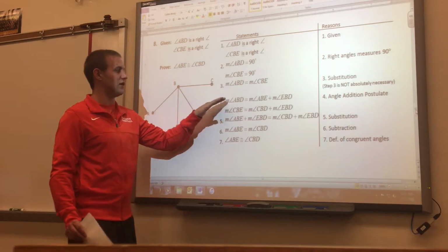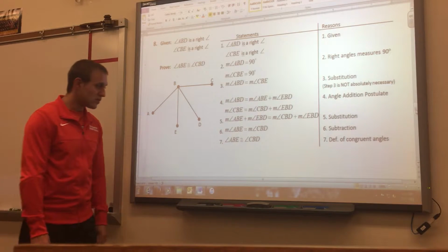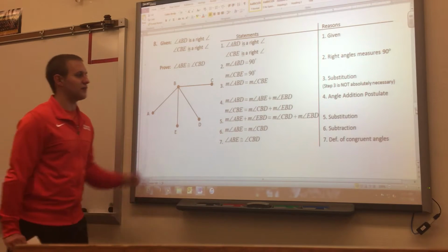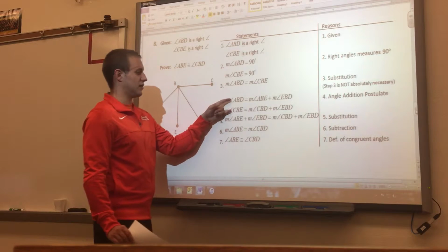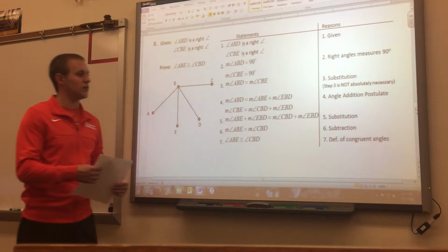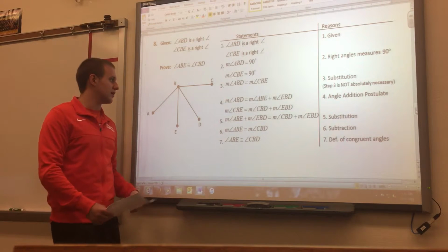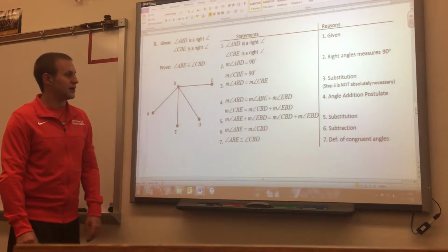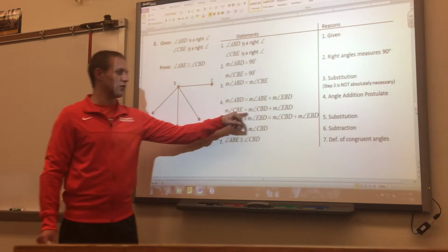Step 3 is a little bit optional, but we have to have step 4. All right. So now that I have this long equation and that these two are equal, we can set the two equations equal together to form one long equation. The key to it is that angle EBD is in both equations.